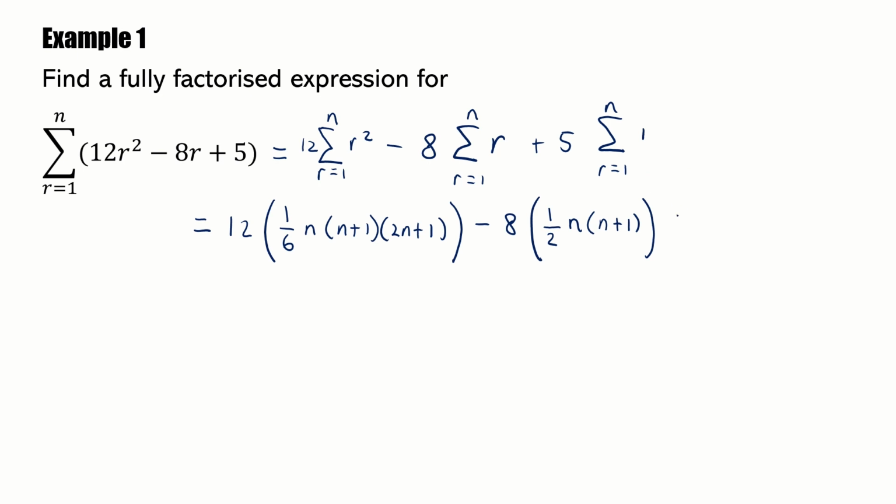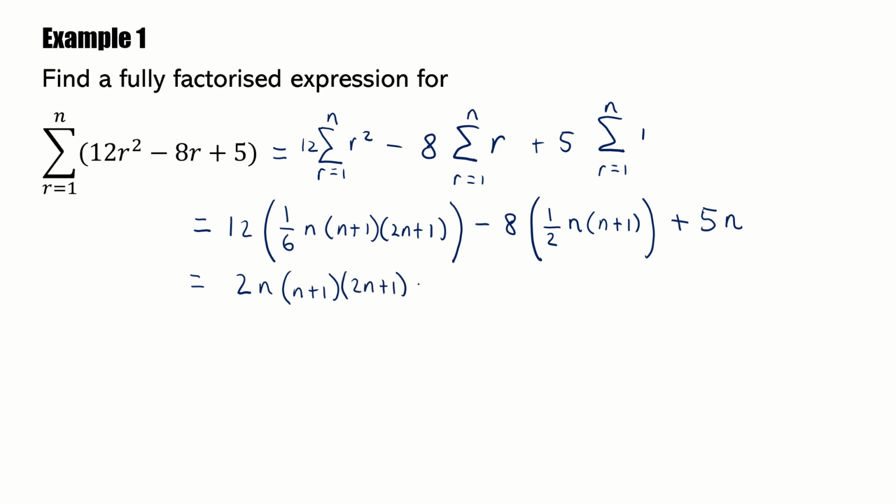And then lastly, the sum of 1, but we've got 5 lots of it. The sum of 1 is just simply n. Although that's very simple, you do have to remember it again as well. Cool. So the rest of this question is just going to be us simplifying and then factorizing. Conveniently, you can see the 12 and the 6 are going to become a nice 2. And then we've got the other stuff still there.